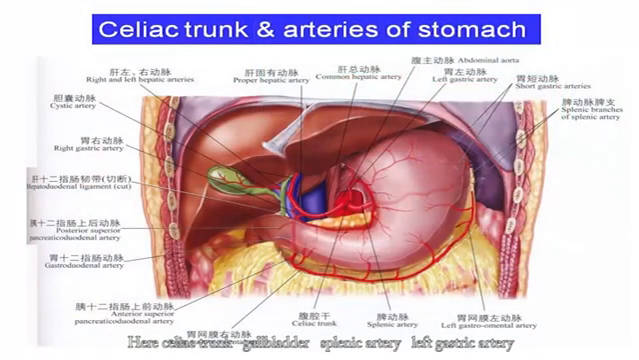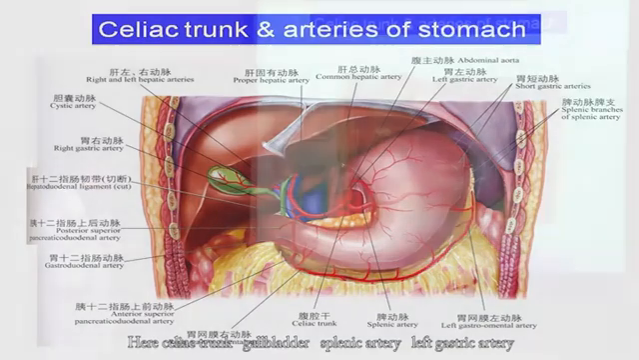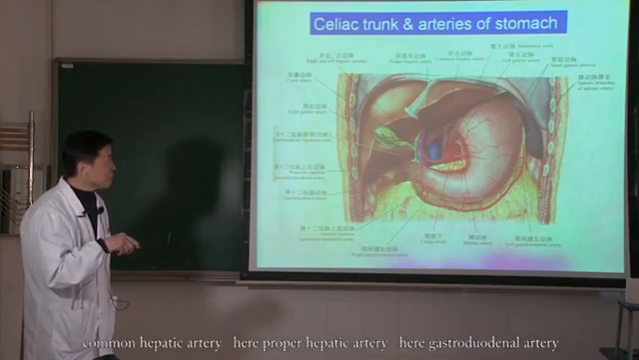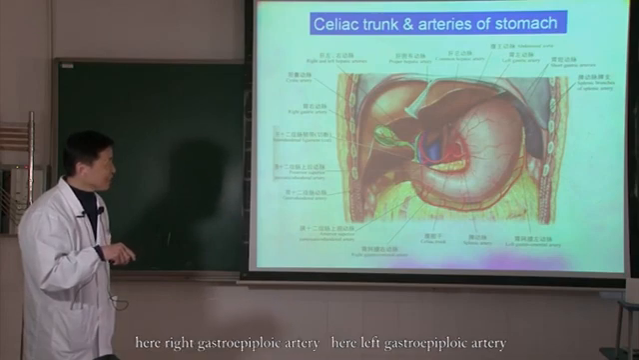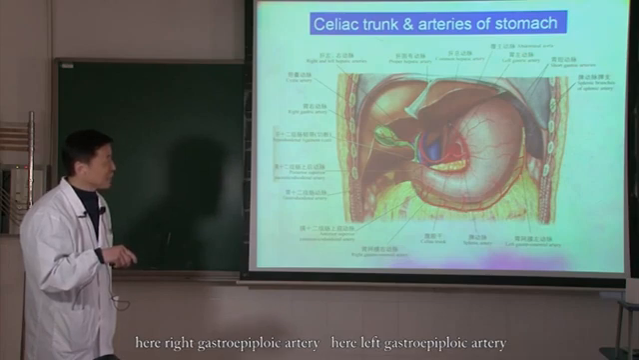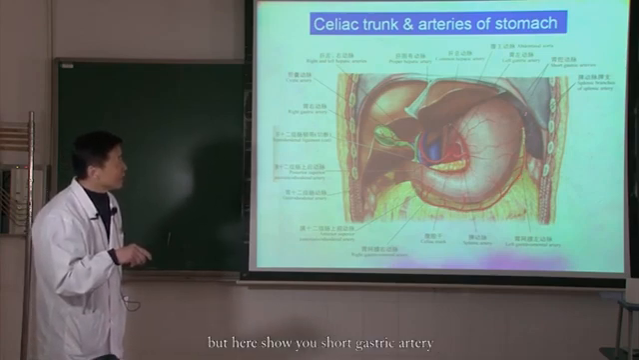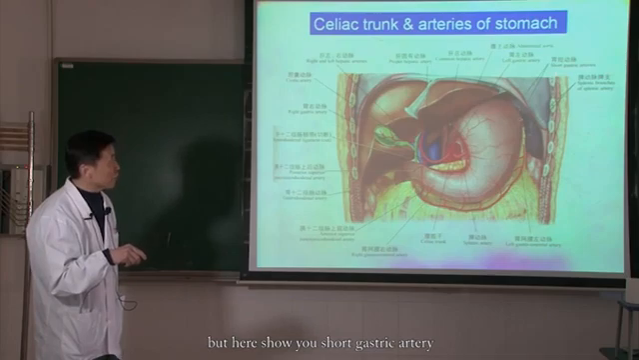Here, the celiac trunk, gallbladder, splenic artery, left gastric artery, common hepatic artery. Here, the proper hepatic artery. Here, the gastroduodenal artery. Here, the right gastroepiploic artery. Here, the left gastroepiploic artery. But here I show you a short gastric artery.